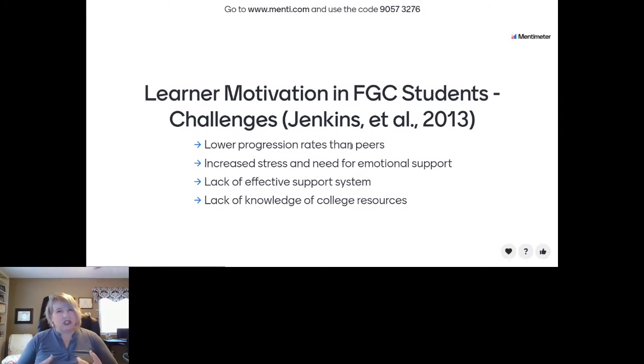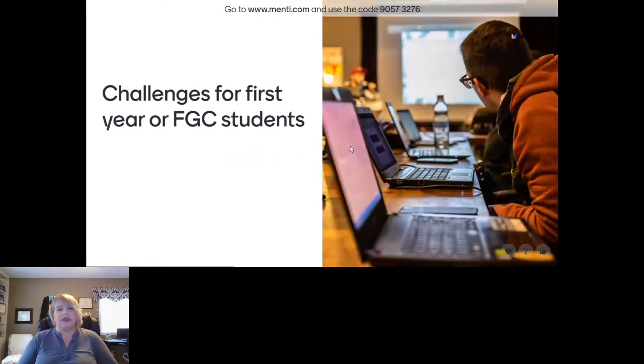They tend to have increased stress and need for more emotional support because they might lack certain skills needed to navigate the college system. They might not have an effective support system beyond the college, so they might not have knowledge of the college resources. So you have to keep all of these things in mind when you're interacting with your students, teaching your students, and providing feedback, and everything that we do, in order to ensure that we do everything we can to get them to that goal.